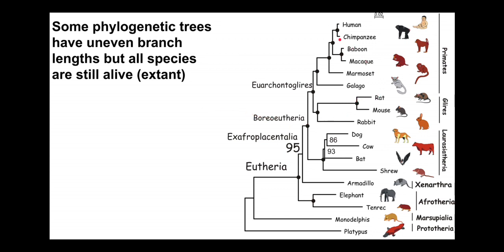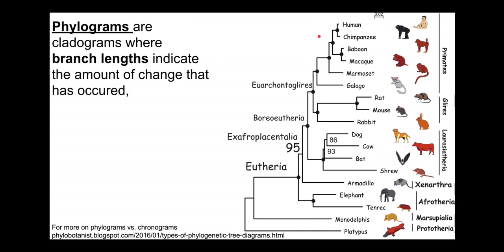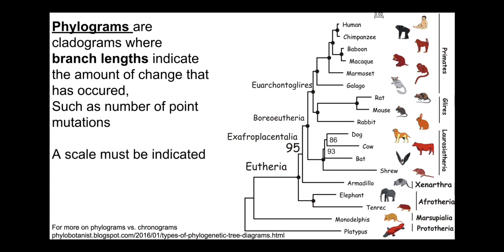Some phylogenetic trees have branches that vary in length, and all the species shown are extant. In this case, the branches are indicating the amount of difference or change that has occurred between species. For example, these types of phylogenetic trees often use genetic information, and the length of the branches is often proportional to the amount of point mutations that have occurred within DNA sequences used to build the phylogenetic trees.